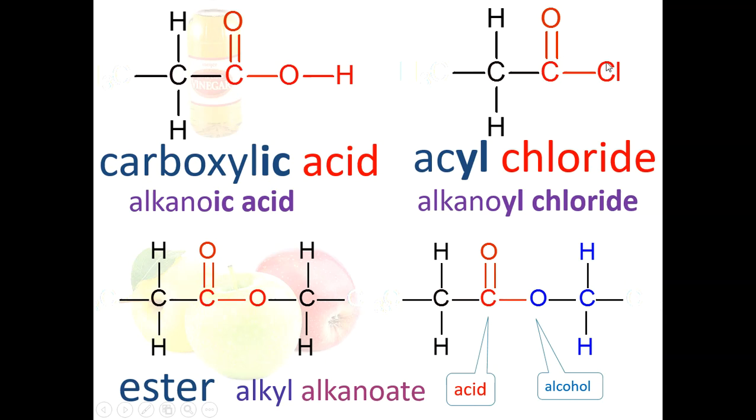If I replace the OH with a chlorine, it becomes an acyl chloride, and it follows the naming convention of alkanoyl chloride. Think of the "-yl" in the end and the chloride to help you recognize this functional group. So if I had ethanoyl chloride, it means I have a carbonyl from the "-yl" and then the chloride.